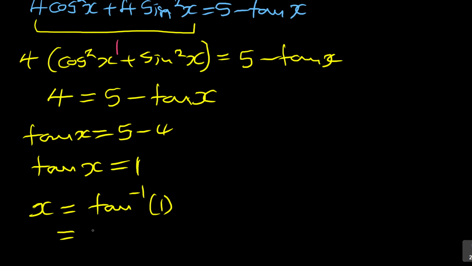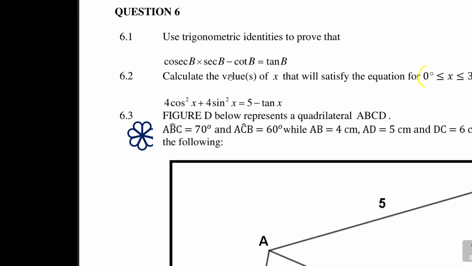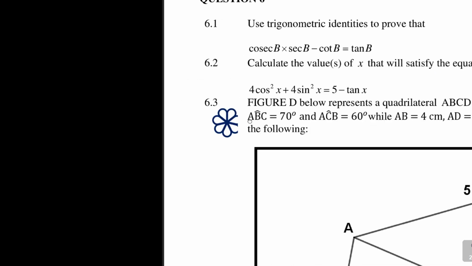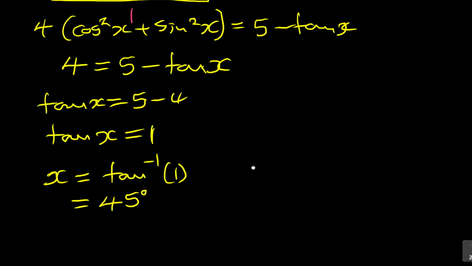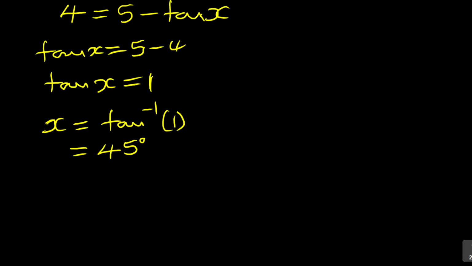This is not that bad. Inverse tan of 1 is 45. Now look at this. Let's go to the question. What did the question say? It says calculate the value or values. You see the tricky part there? It means there can be more than one value. So when you do this, please remember, whatever you got is a reference angle.